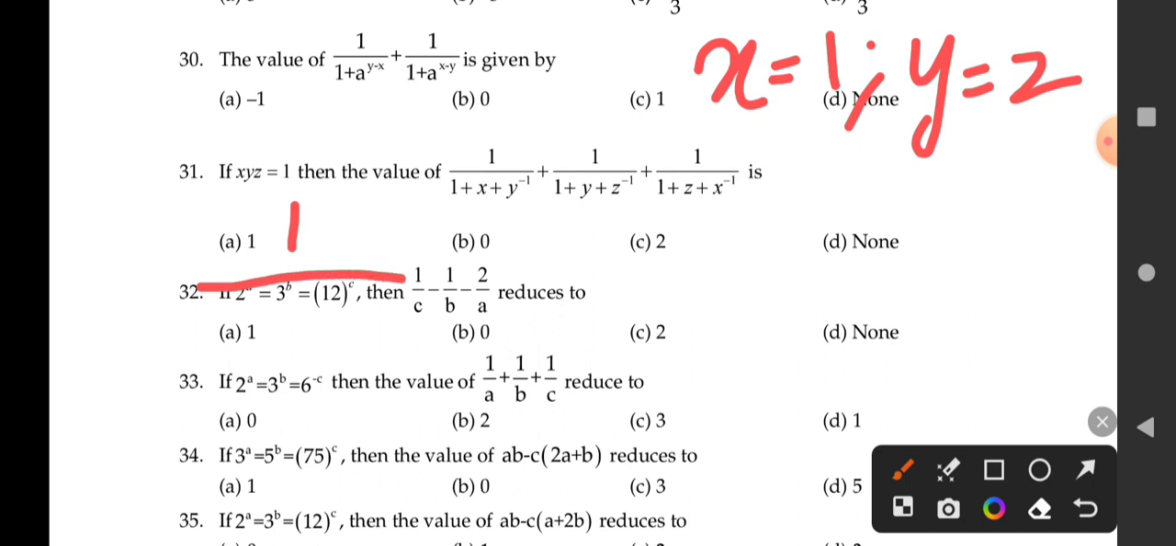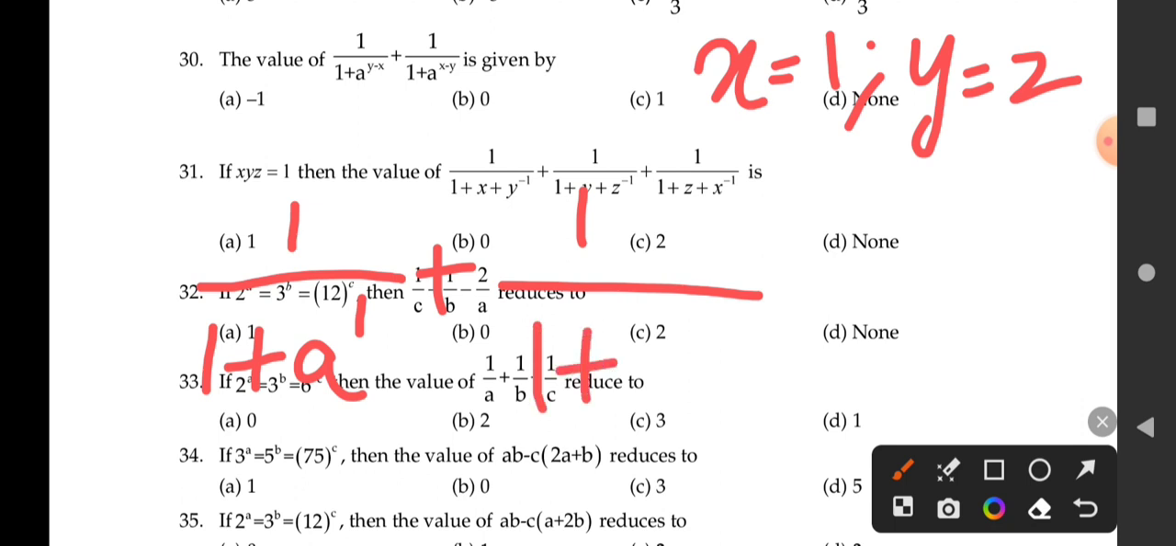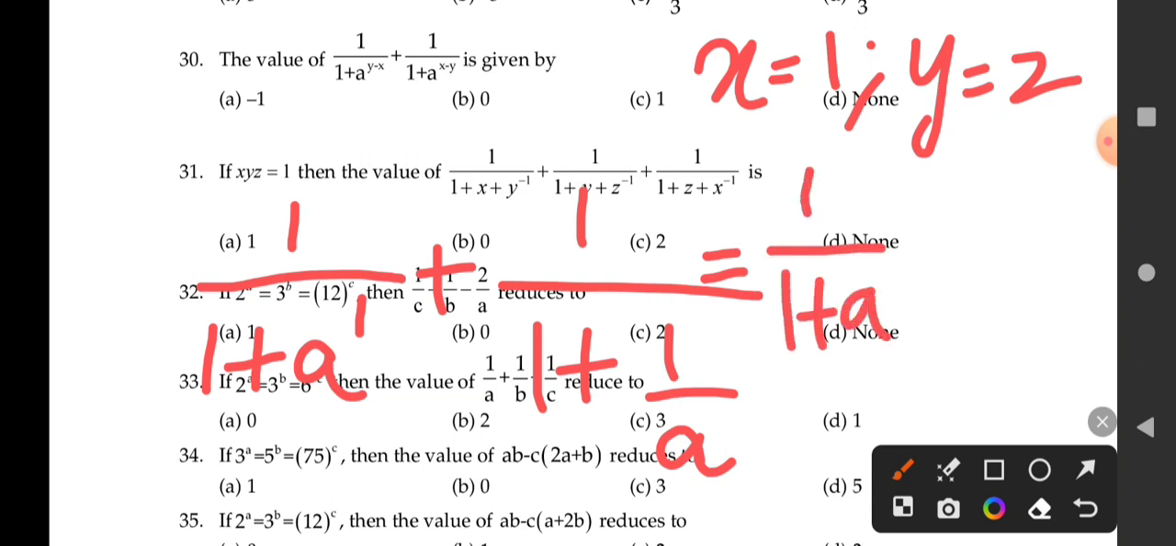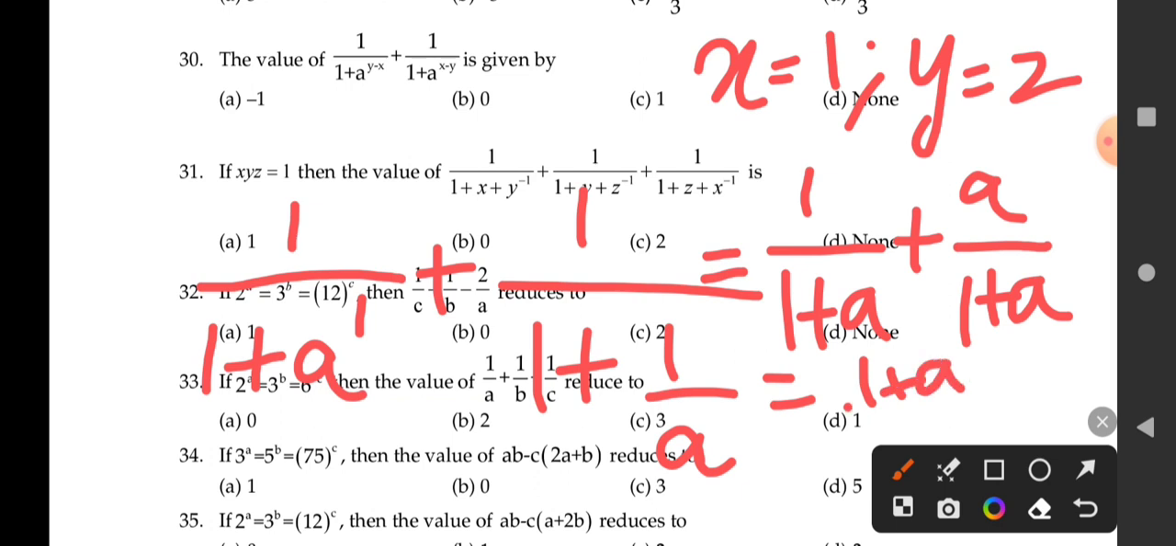What do we get? 1 divided by 1 plus, okay, a power 2 minus 1 is 1, plus 1 divided by 1 plus a power minus 1. 1 minus 2 is minus 1. So let us simplify this. Okay, so minus 1 means what? 1 divided by a. So how will we simplify? 1 divided by 1 plus a plus a divided by 1 plus a. Correct? Then we have 1 plus a divided by 1 plus a, which is equal to 1. Option number C. Okay.